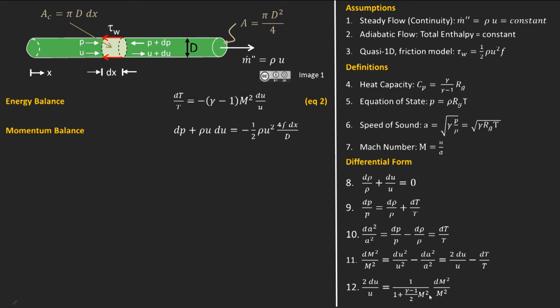To do that, let's take the momentum balance equation that we had previously stored away, called equation 1, and divide this by the dynamic pressure, half rho u squared.